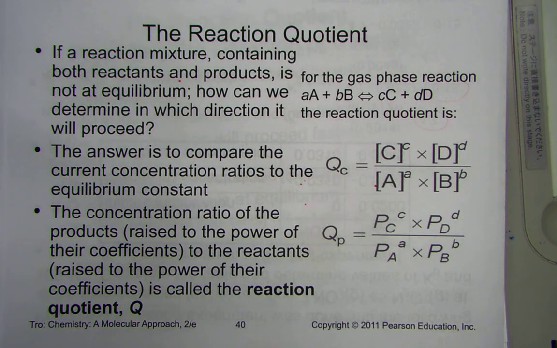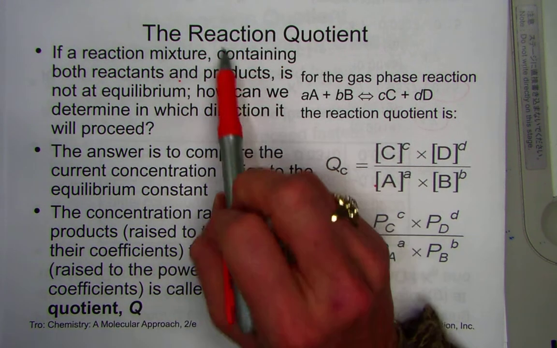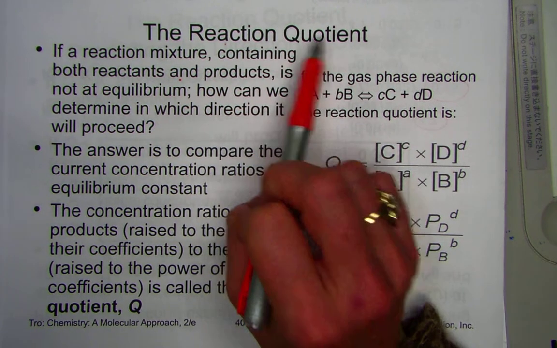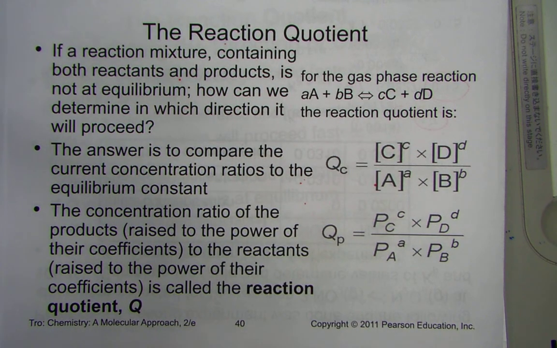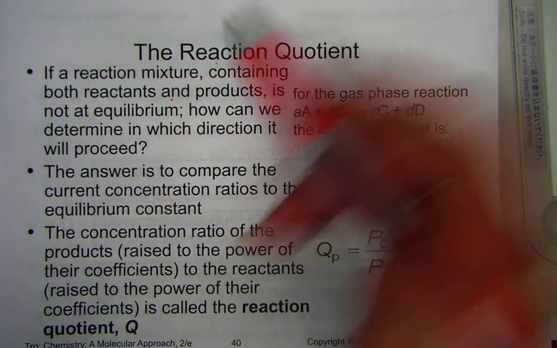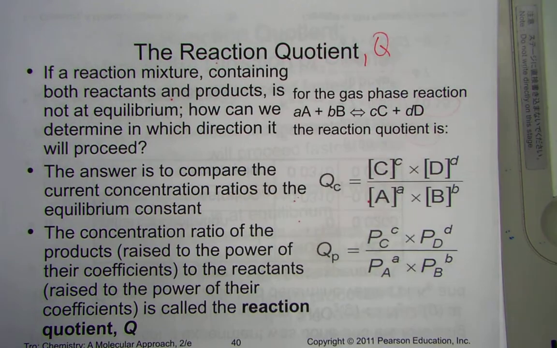Suppose we have a reaction that's not yet at equilibrium, but it's on its way. We can compare the amount of products and reactants just as if we were calculating an equilibrium constant and get a different value known as the reaction quotient, which is a number, not the same as K because we're not at equilibrium, but it gives us an indication if we're still traveling to the right or traveling to the left to achieve equilibrium. So the reaction quotient is called Q.